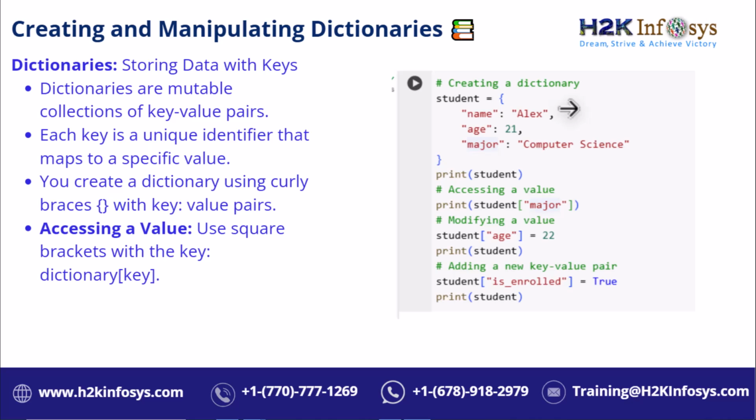One important thing is each key should be unique. Values can be the same. Values can have duplicates, but the keys should be unique. And here you can access the value using the square brackets where you write the key. For example, student square bracket name. If I write that, then I get the Alex value. Let's see it.